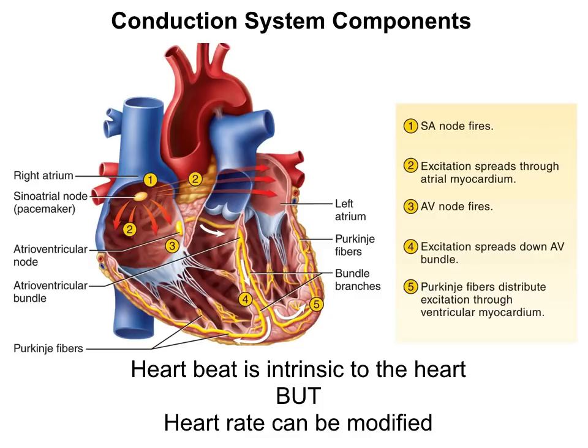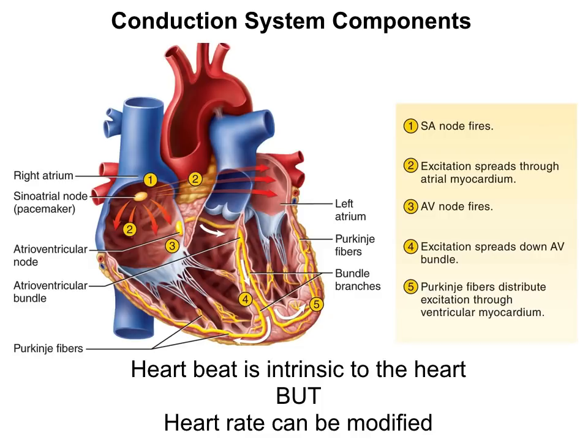Now, if left to its own devices, the sinoatrial node will actually create approximately 100 action potentials per minute. So that little node all on its own will create 100 action potentials per minute. However, a healthy person does not have a resting heart rate that is 100 beats per minute. Average resting heart rate is usually in the 60s or 70s. It's a little bit lower.